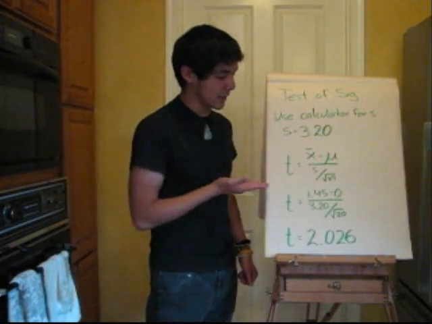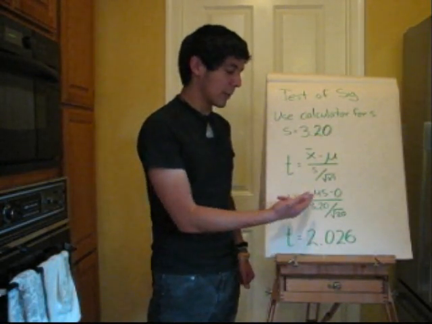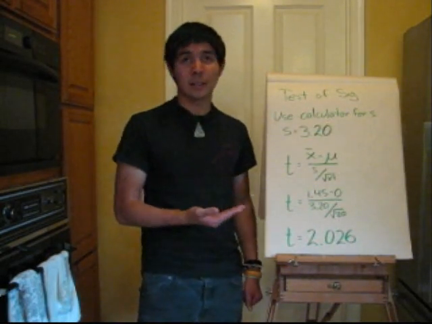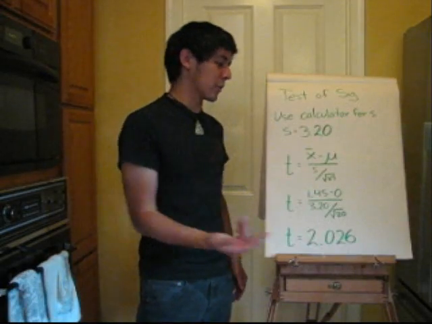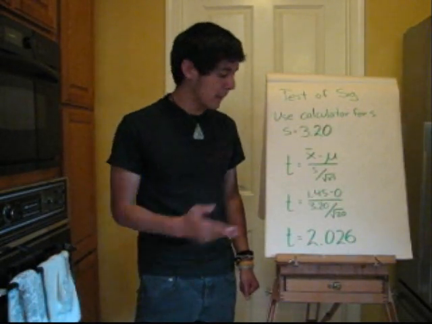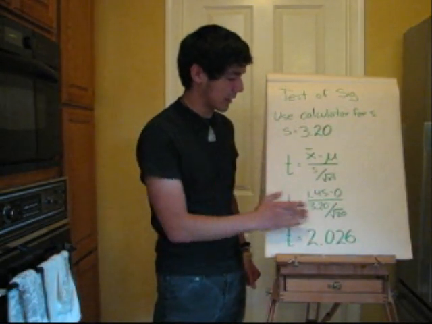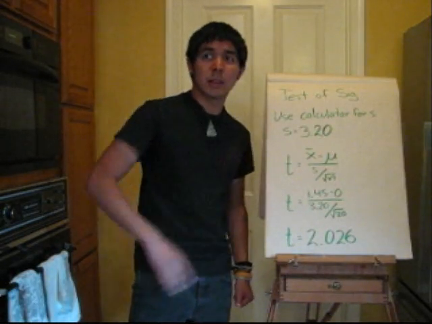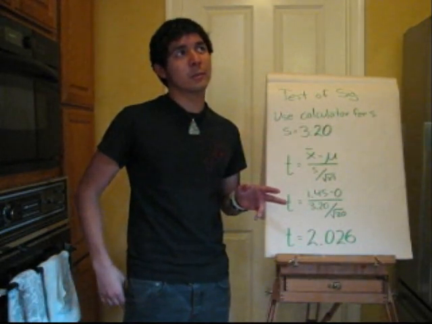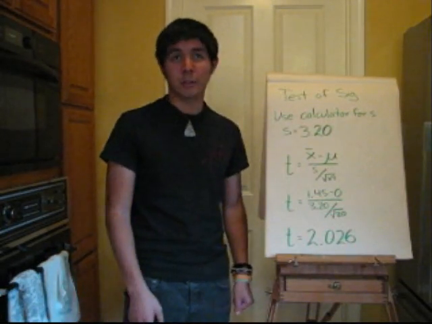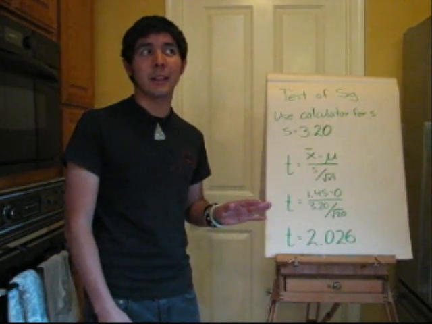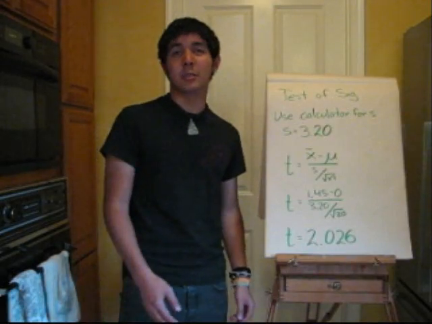So we have this equation, and we plug in all the numbers. 1.45 is our sample mean. Since we're testing for change, our mu is going to be 0. So we then plug in our S value of 3.20, and our population is 20, so plug that right in there, square root of 20. And our t value we get is 2.026.